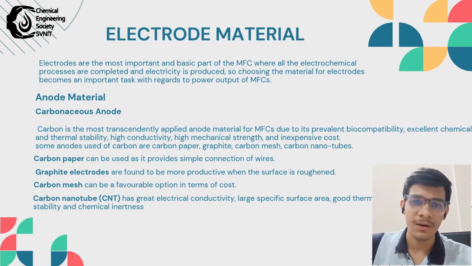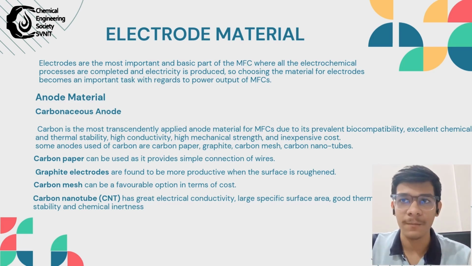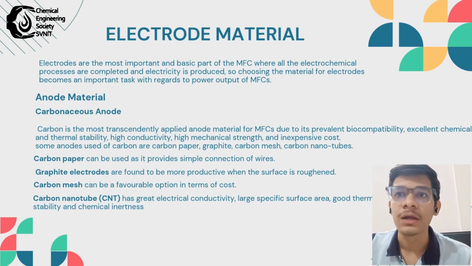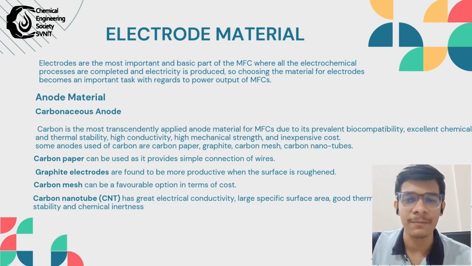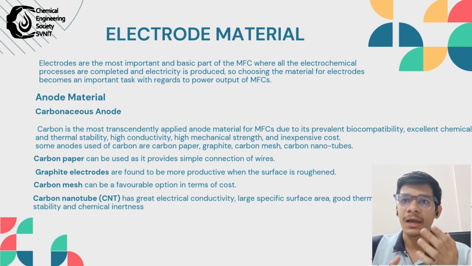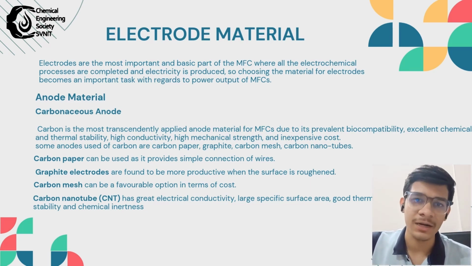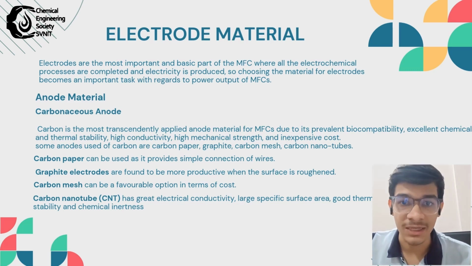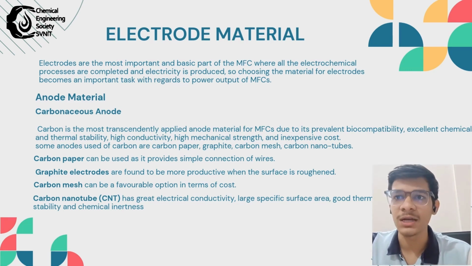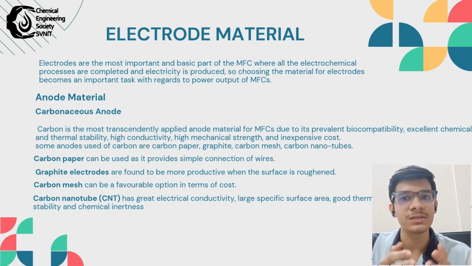So these are some of the carbon materials which are used for anodes. Carbon paper, it allows simple connection of wire. Carbon mesh, because it is cheaper and provides large power density. Graphite rods, because they are highly conductive. Carbon nanotubes, CNT, which is a relatively newer technology. It has good electrical conductivity and provides large surface area.